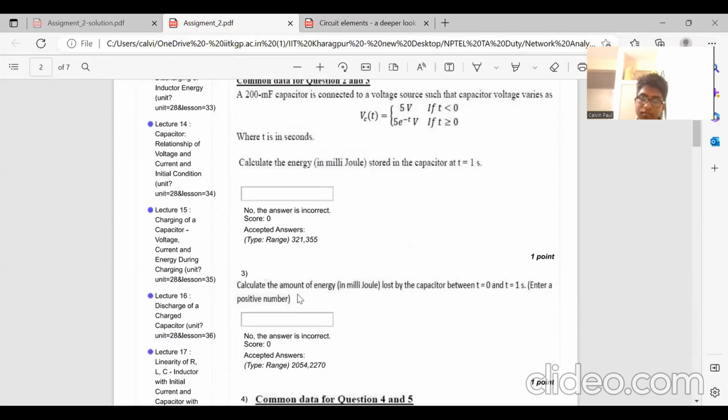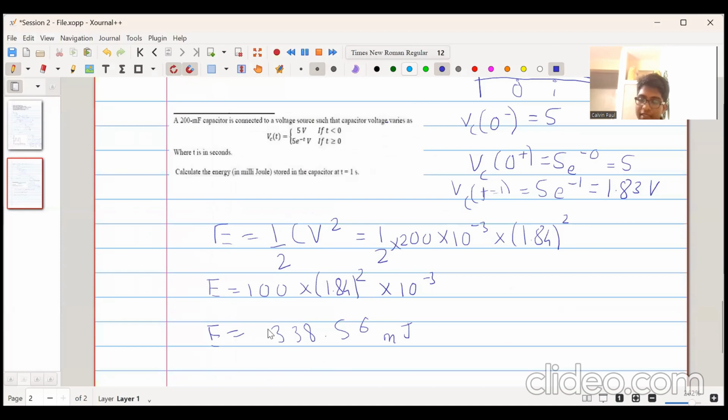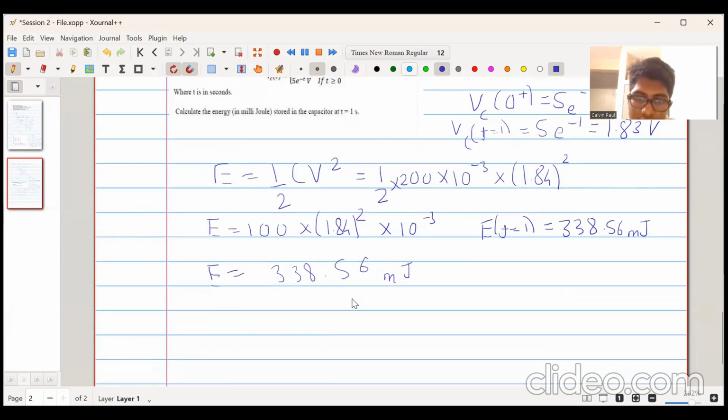Okay, now we have to calculate the amount of energy in millijoule lost by the capacitor between t equal to 0 and t equal to 1 second. Now we want to find how much energy it lost. We found the energy at t equal to 1 second stored in the capacitor is 338.56 millijoule.